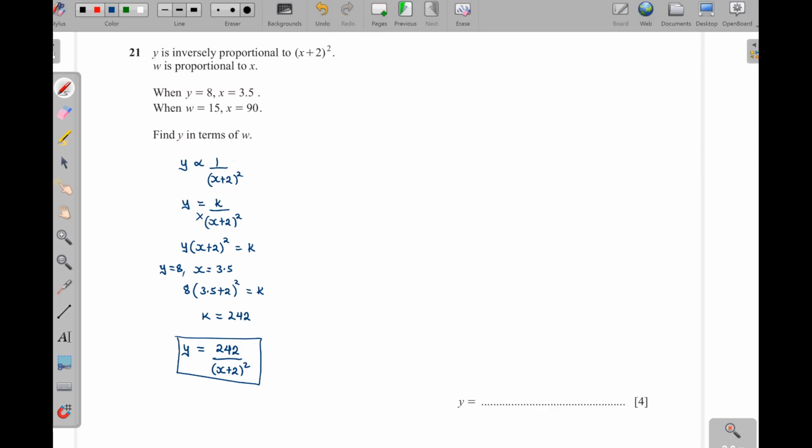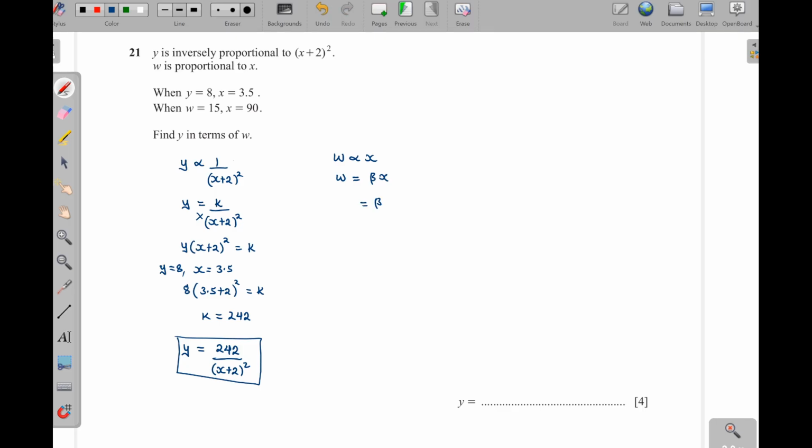Then we go to the second scenario. They say w is proportional to x. So w is proportional to x. Now you see that this one is direct. Okay, so w here, we remove the proportionality sign, we put a constant. Okay, I'm going to use another constant, but still you can use k if you want. Then I'm going to put which constant? Maybe beta, beta x.